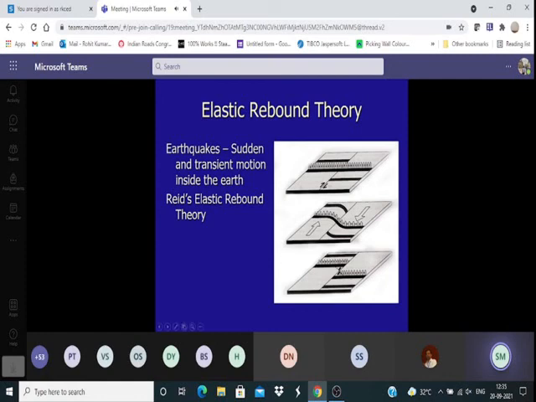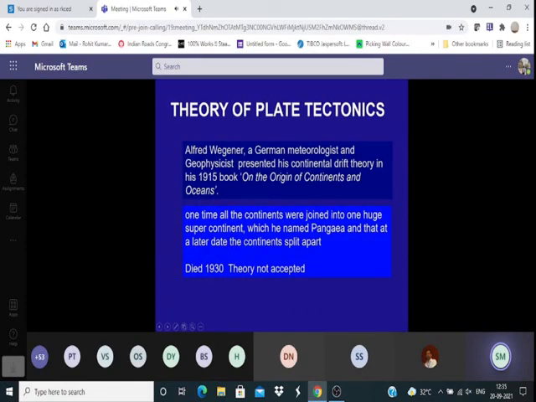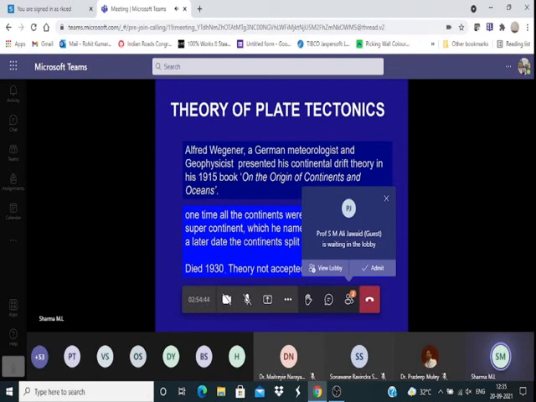Now I'll come to a little bit of plate tectonics. This theory was given in 1915, and up to say 1930 it was not accepted. Alfred Wegener gave a theory that there are plates, and there was one continent known as Pangaea, and from there the continents split apart. But that was not accepted until 1930. Then what happened in 1930?